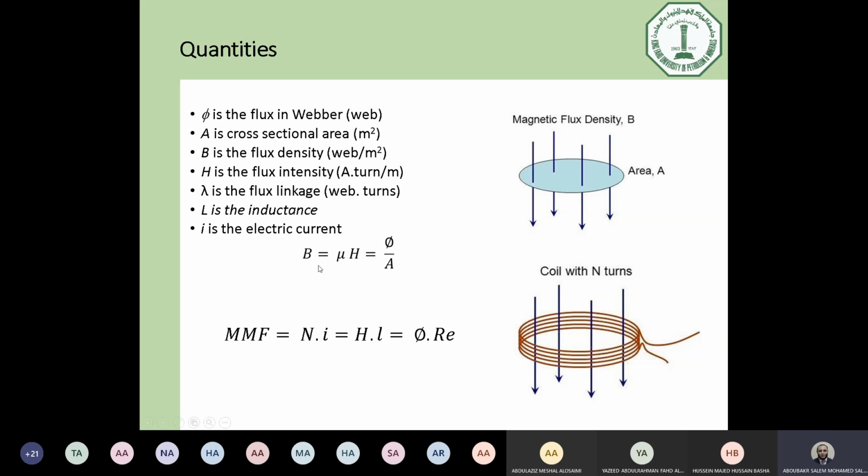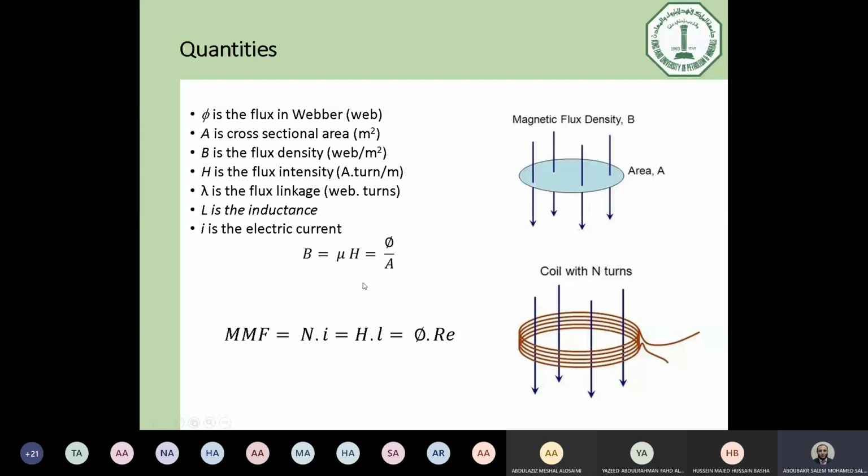We have some relations. B, which is the flux density, equals mu multiplied by H. H, as we agreed here, is the flux intensity, and mu is called permeability, and we are going to describe it in detail. And B equals phi divided by A, where phi is the magnetic flux and A is the cross-section area of the magnetic material.